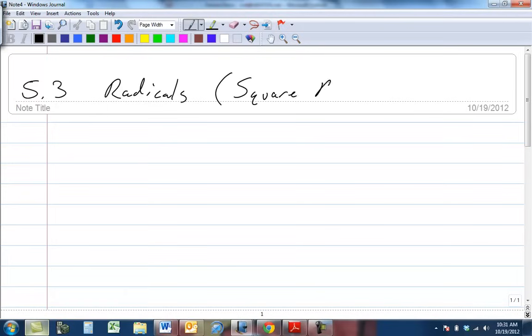5-3 is all about radicals. Radicals is just another name for square roots. Square roots and other types of roots, which we'll learn about later this year. Anyways, first of all, let's kick it old school with some simplifying radicals.